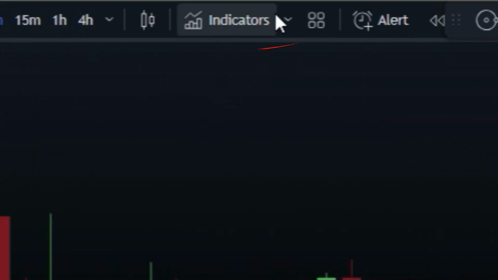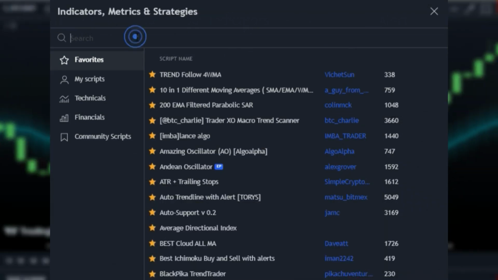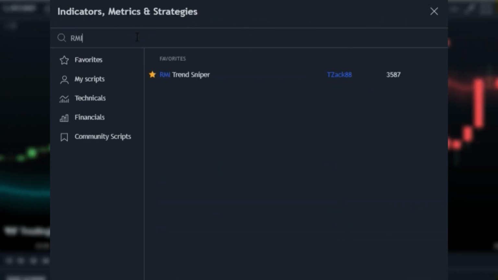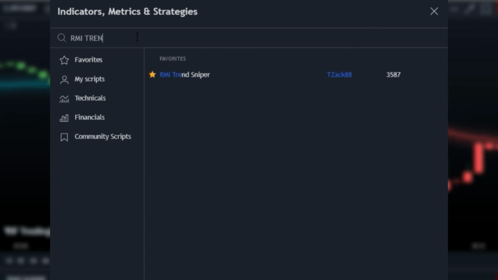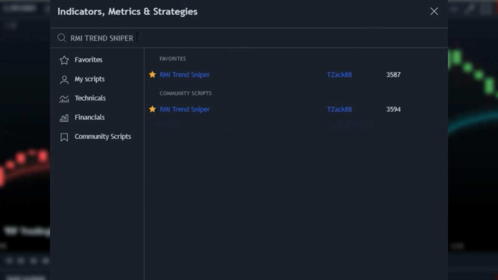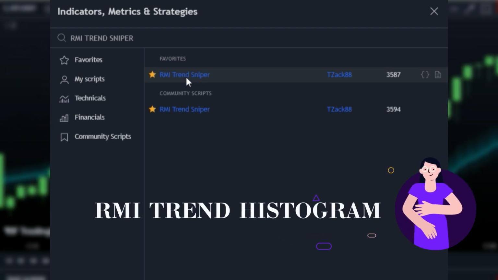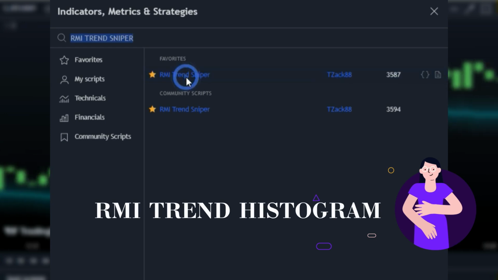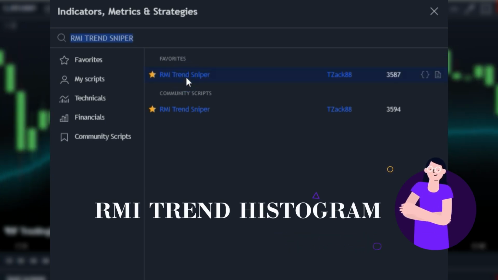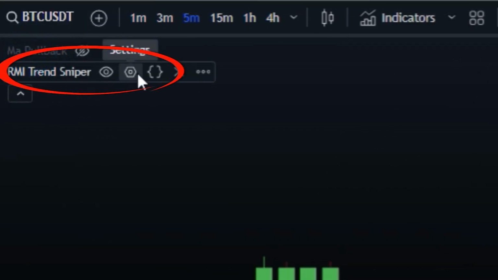Now, the second indicator in our strategy is the RMI Trend Sniper. Let's add it to the chart. Now let's fine-tune its settings.